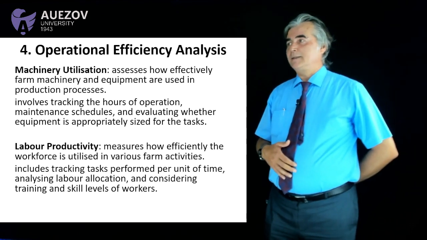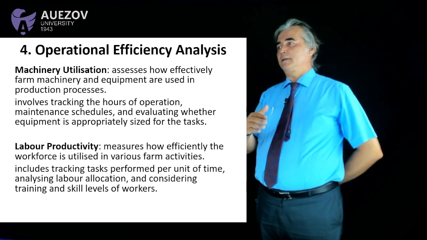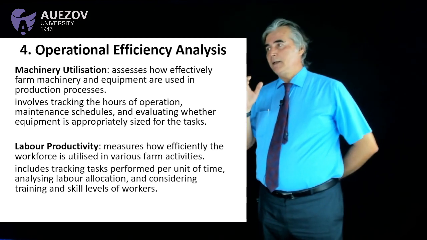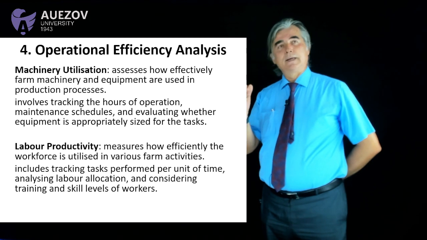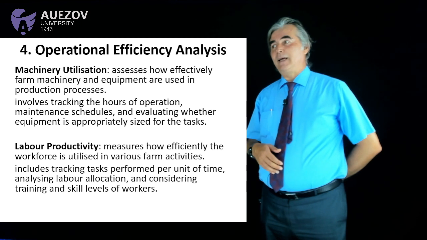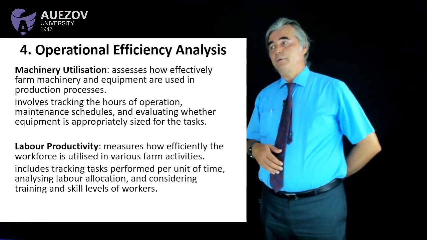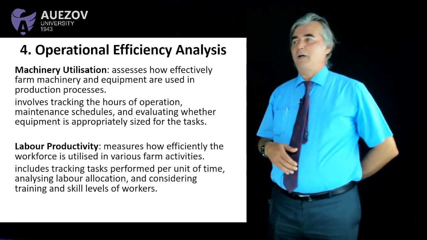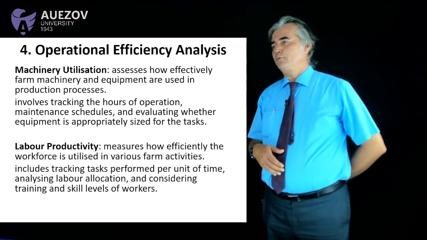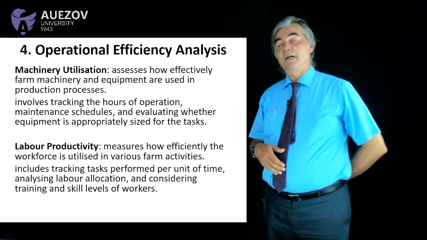Machinery utilization assesses how efficiently farm machinery and equipment are used in the production process, involving tracking operating hours, maintenance schedules, and evaluating whether equipment is appropriately sized for the task. Labor productivity measures how efficiently the workforce is utilized in various farm activities, and includes tracking tasks performed per unit of time, analyzing labor allocation, and considering the training and skill level of workers.